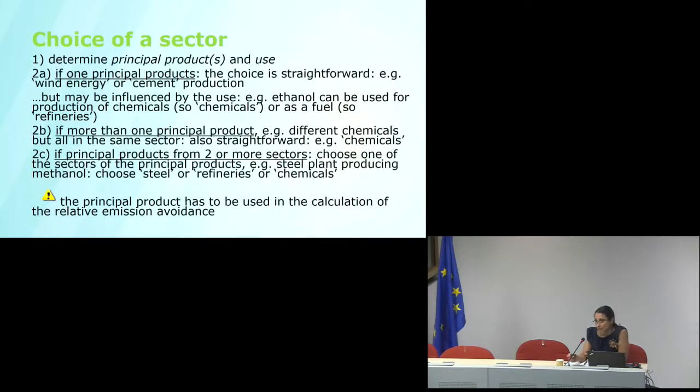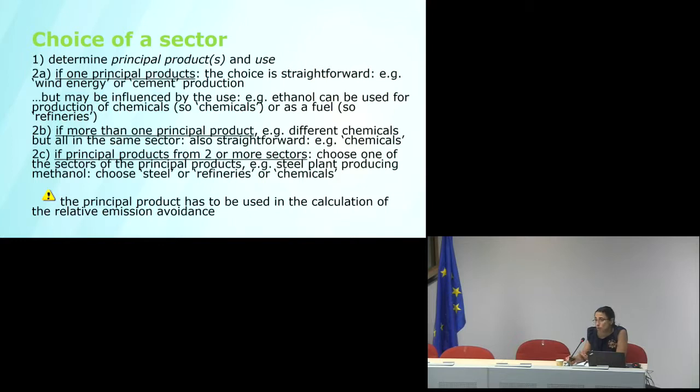So the choice of this sector is, as I mentioned, determined first of all by the principal product, and in most cases it's quite easy and straightforward. Like, for example, wind energy or cement production, there's no doubt. But sometimes it may be influenced by the use. So, for example, in the case you're producing low-carbon ethanol, it can actually fall into chemicals if this ethanol is going to be upgraded into chemicals, or it can be used directly as a fuel. Then you will have to choose refineries.